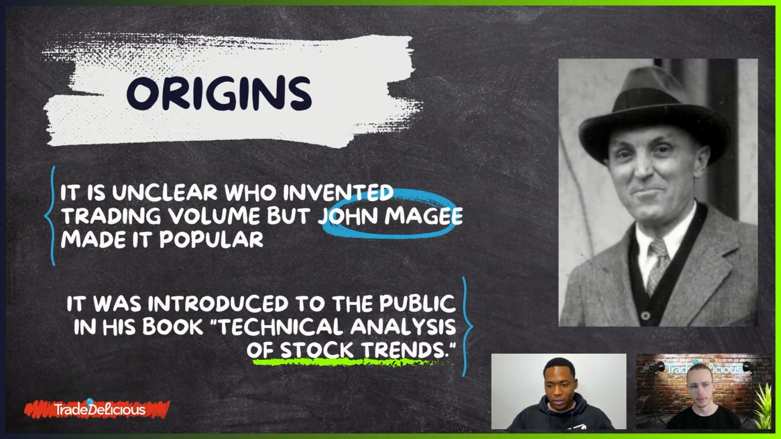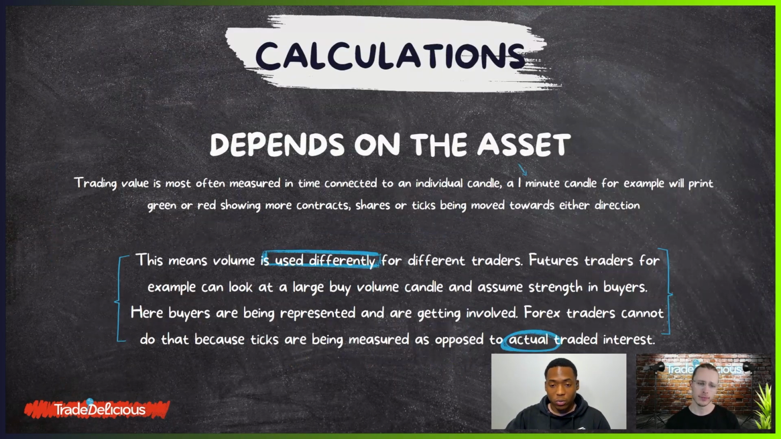Now, it's unclear where volume really comes from, but it was certainly made popular by this incredible guy in the beautiful fedora, a gentleman by the name of John McGee. He had this book called Technical Analysis of Stock Trends that came out forever and a year ago, I believe in 1948, that really helped make a lot of these technical things more popular. In terms of calculations, of course, it's different.